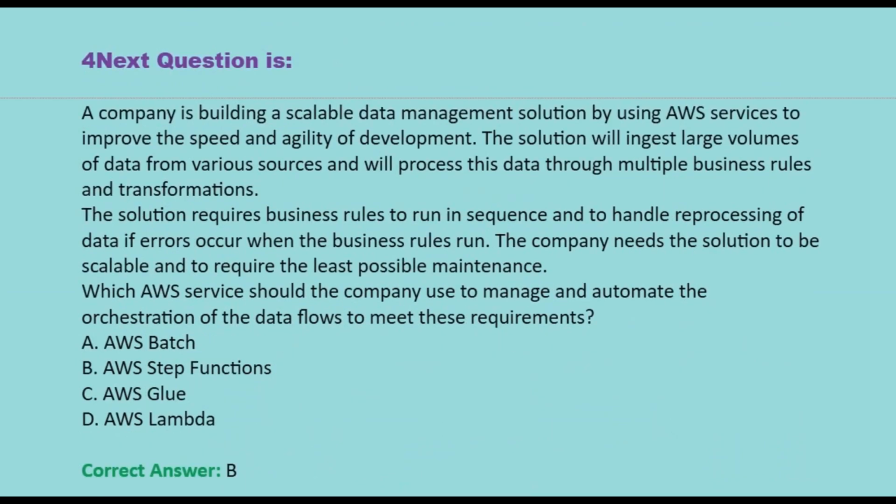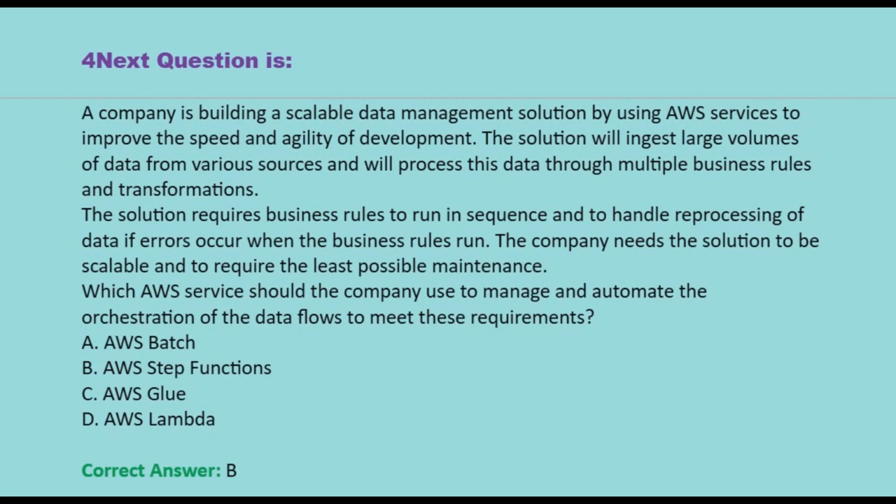Question is, a company is building a scalable data management solution by using AWS services to improve the speed and agility of development. The solution will ingest large volumes of data from various sources and will process this data through multiple business rules and transformations. The solution requires business rules to run in sequence and to handle reprocessing of data if errors occur when the business rules run. The company needs the solution to be scalable and to require the least possible maintenance.